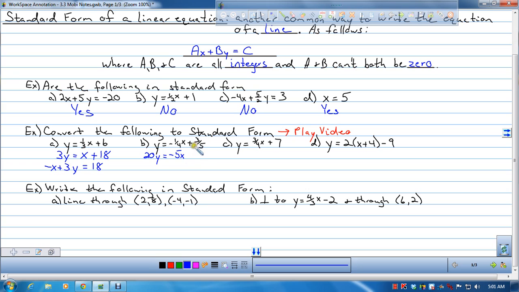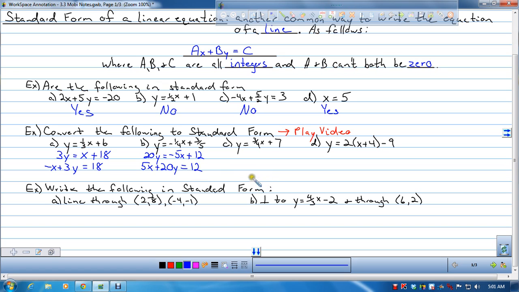5x. And 20 times 3 over 5, the 20 over the 5 would be a 4, and 4 times 3 would be 12. I'm just left with having to move the x over to the y. 5x plus 20y equals 12.